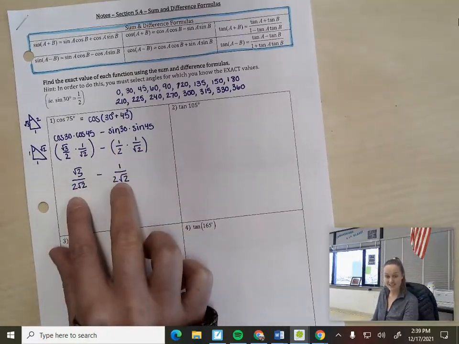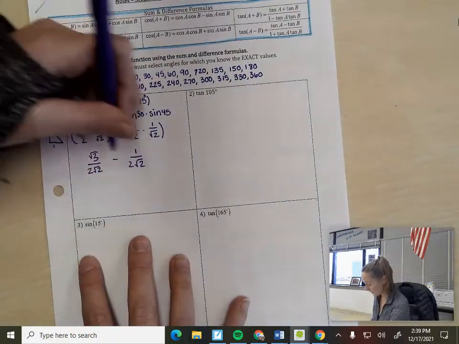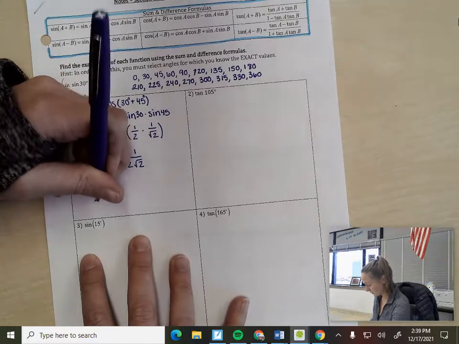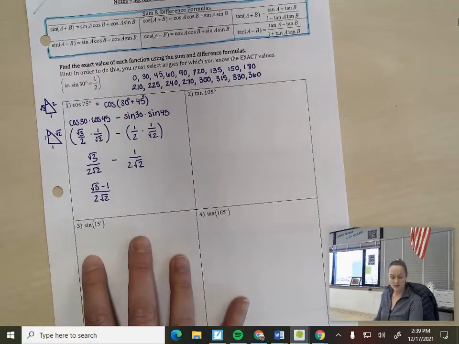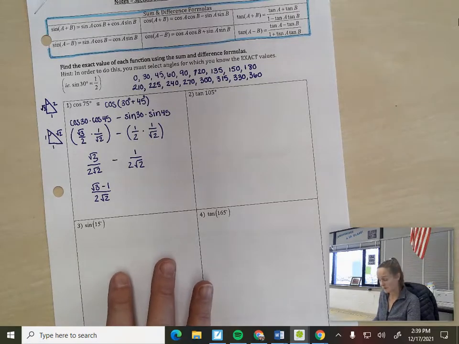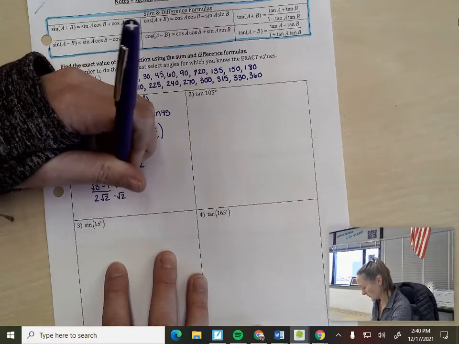Now when I subtract, I need a common denominator, which these happen to have. So root 3 minus 1 over 2 root 2. Now this could be an answer, but it's not simplified because I don't want to have root 2 in the bottom. So I need to multiply by root 2 over root 2.